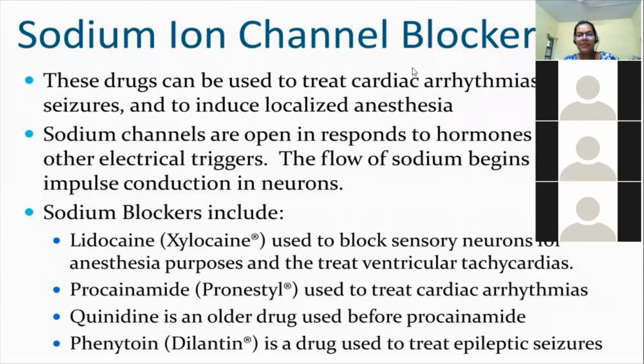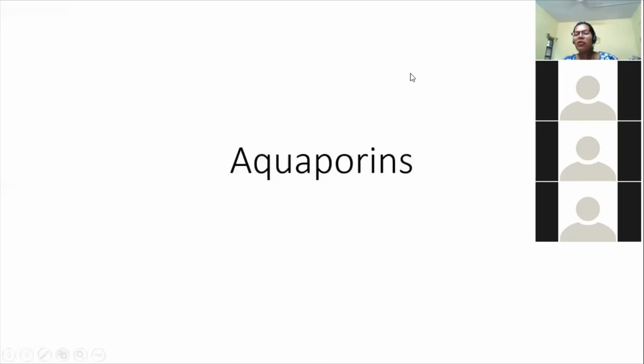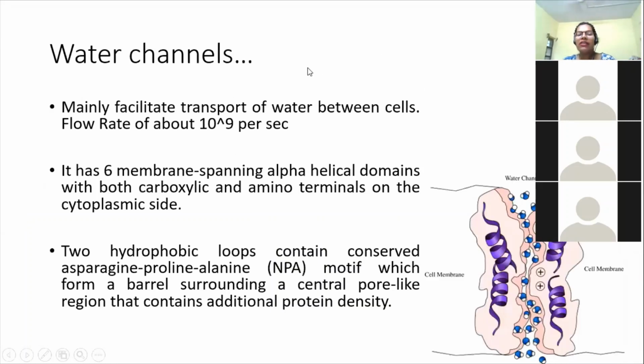Yes, ma'am. Okay. So this is another topic called aquaporins. Now, aquaporins, from the name itself, means that we are going to talk about water channels. They are also called water channels, and their function is to facilitate transport of water between the cells. Now, can you see the flow rate over here? Flow rate means the rate at which the water molecules will be moved. So that is around 10⁹ per second. It means in 1 second, around 10⁹ water molecules will be transported.